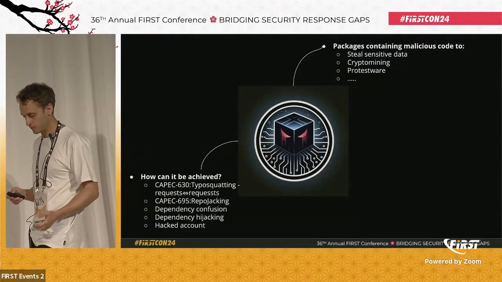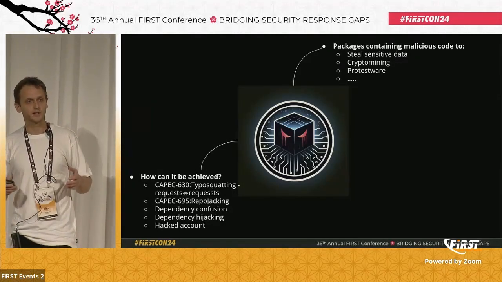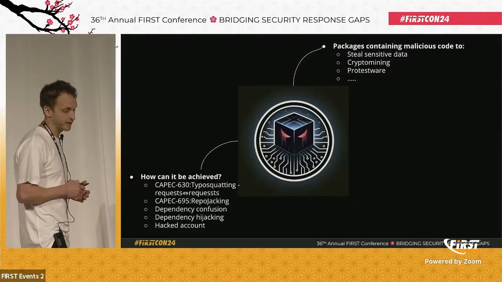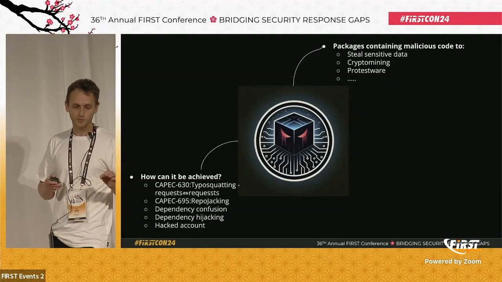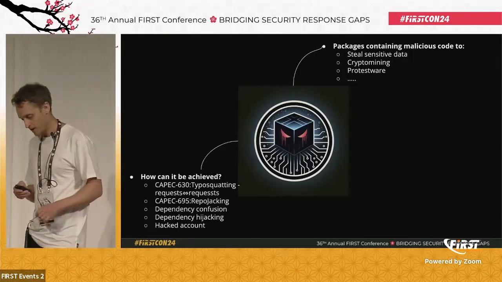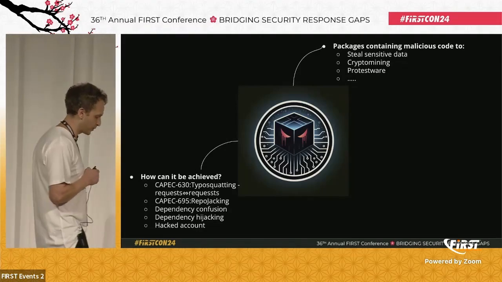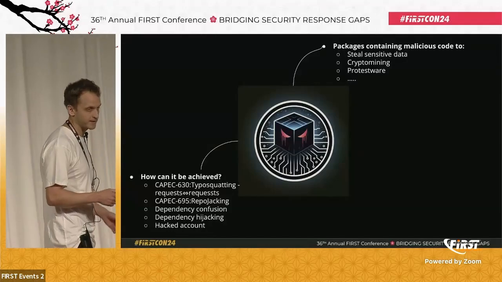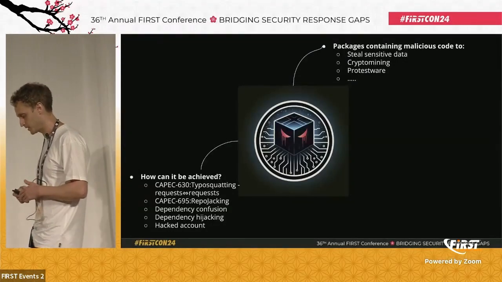So the first one, I think the most famous one, is typosquatting, where an attacker uploads a malicious package to, say, npm or PyPI and names it with the name of a famous package, but with a tiny typo. So requests is a famous package in PyPI, and let's say an attacker uploaded requestss with an extra S, which is a malicious package, and let's say developers can step twice on the letter S and install the malicious package.